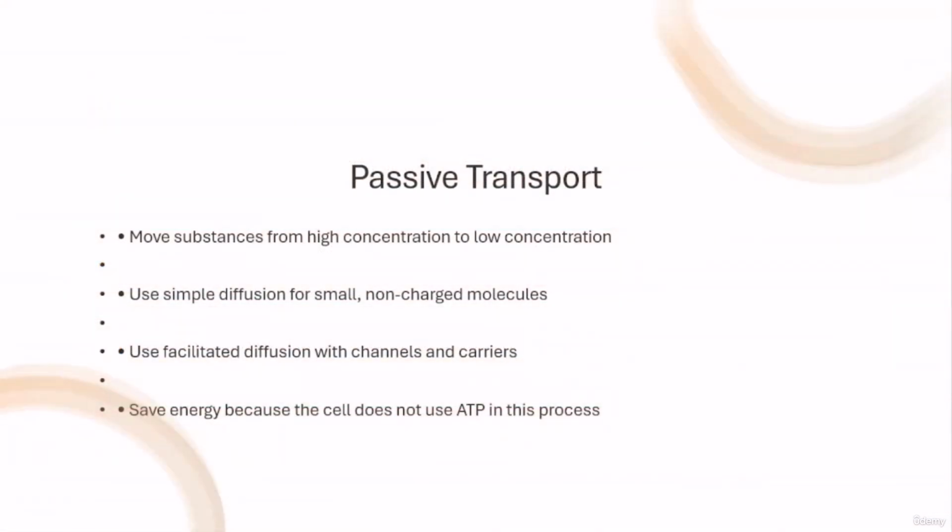Passive transport is the simplest way things move across the membranes because it does not need energy. And it happens when substances move from a high concentration to a low concentration. The same way perfume spreads in a room, and this includes simple diffusion, where small molecules pass directly through the membranes, and facilitated diffusion, where substances use special protein channels because they cannot pass through the lipid layer on their own. And the reason the cell does not spend energy here is because the movement follows natural concentration gradients.